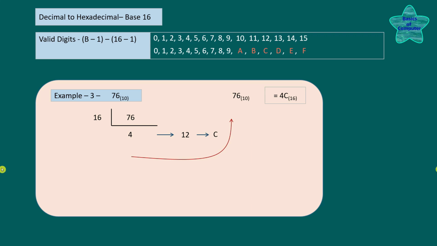The important point is, it is possible that either the quotient or remainder can be anywhere between 0 and 15, but wherever we get numbers from 10, 11, 12, 13, 14, 15, we have to write the corresponding letter as a digit. Like in this case, instead of 12, we wrote C. That is how we should write the answers.